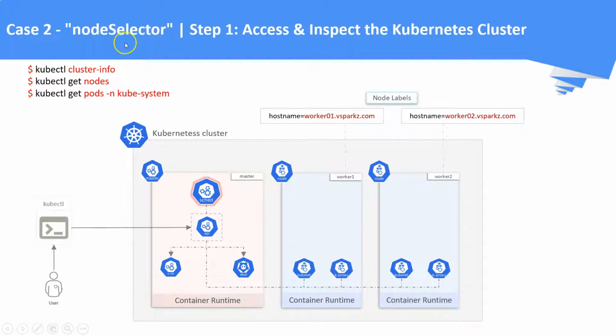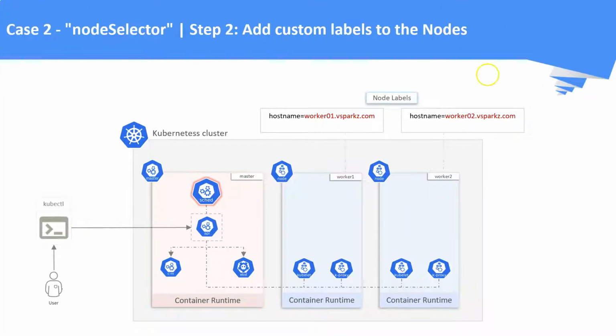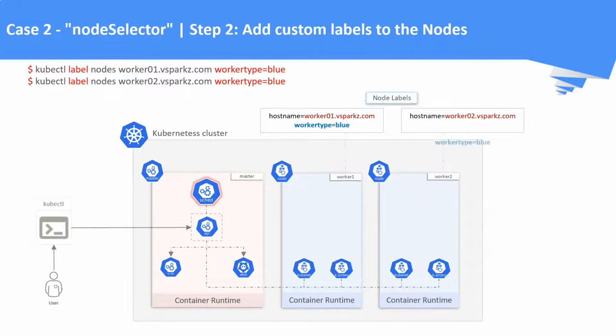Step number 1, access and inspect the Kubernetes cluster. We can ignore this step as we did it already in case number 1. Step number 2, we are going to add custom labels to the nodes. In this case, I'm going to add a custom label called worker-type=blue.